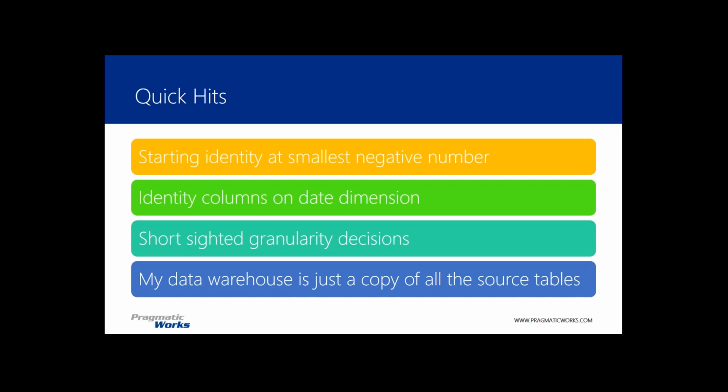Starting the identity value at the smallest negative number. One of the folks, whenever I put this topic out there, actually sent me an email and said, hey, I hope you don't talk about this one, because we had a whole discussion about why you should or shouldn't use the smallest negative number on a dimension just to be able to fit as many values as you need into it.